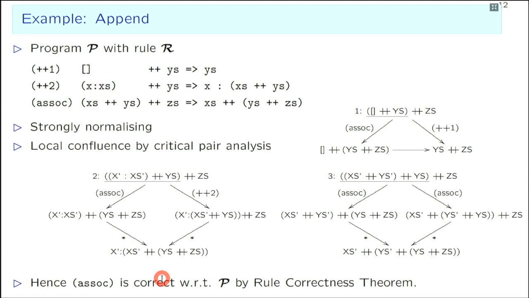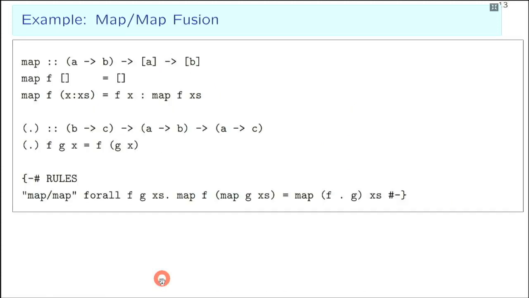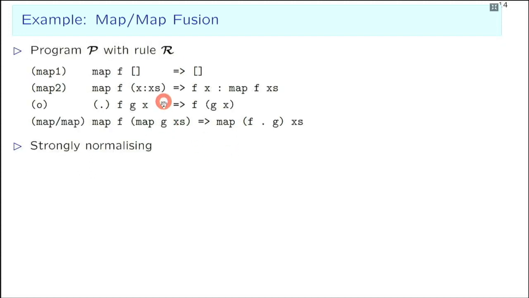And this next example is about map-map fusion. In this case, in the program, there are definitions of map and composition. So again, we regard these as rewrite rules, and the rule to check is just a rewrite rule. In this case, strong normalization of this rewrite system is not so straightforward because there is a function argument. But by using a suitable reducibility argument, we can show that this is strongly normalizing.